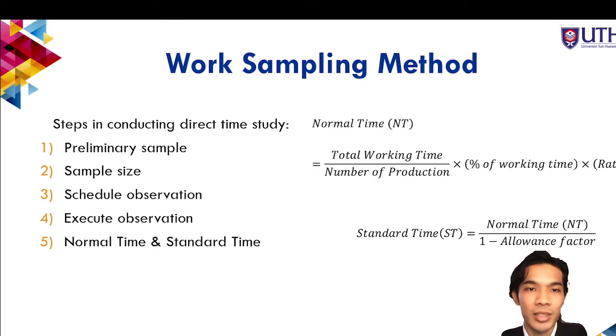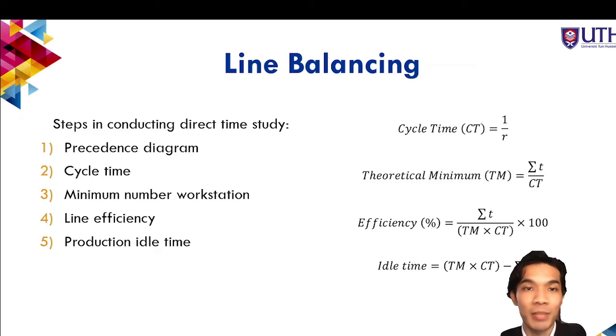Fourth step is execute the observation as scheduled and rate the performance of workers. The last step of this method is to determine the normal time and standard time using the formula. There are 5 steps. Next is line balancing.